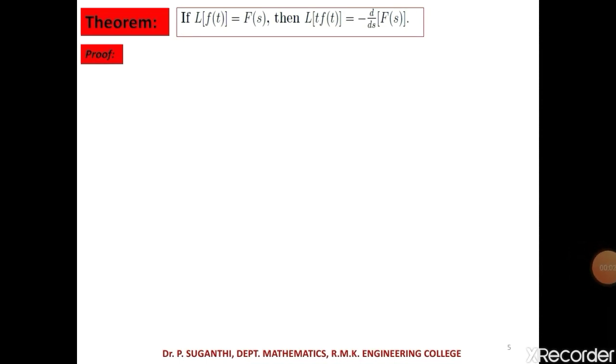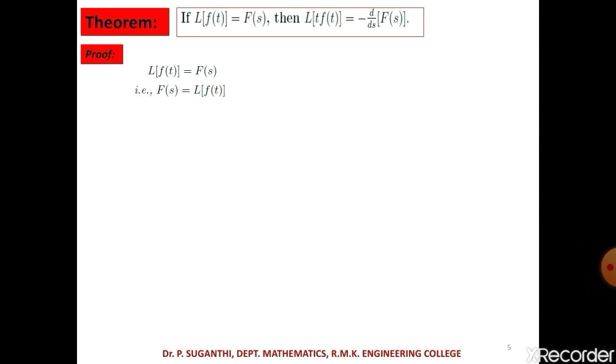Now let us see the theorem of multiplication of t into f of t. Theorem: If L of f of t equal to F of s, then L of t into f of t equal to minus d by ds of F of s.